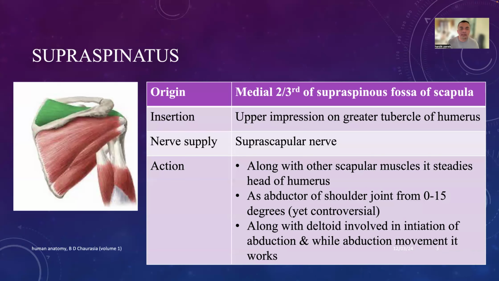Now it is supplied by the suprascapular nerve. Coming to the action of the supraspinatus muscle, along with the other scapular muscles, it steadies the head of the humerus. So whenever you are doing any kind of shoulder movement, whether abduction, adduction, or flexion, or when you are lifting some heavy weight, it fixes the head of the humerus so it won't come out of the glenoid cavity. So that's why this scapular muscle is providing stability to the head of the humerus.